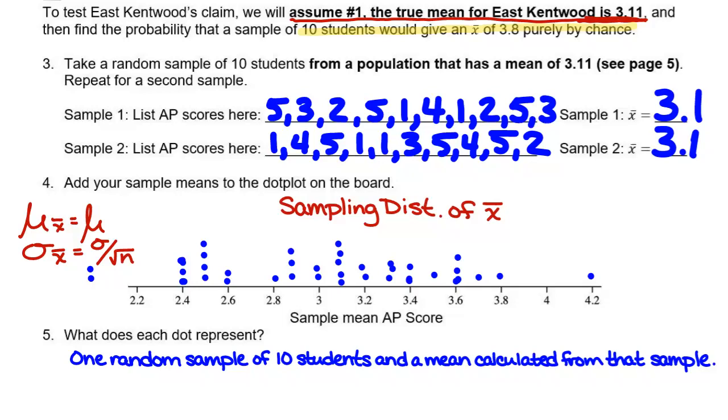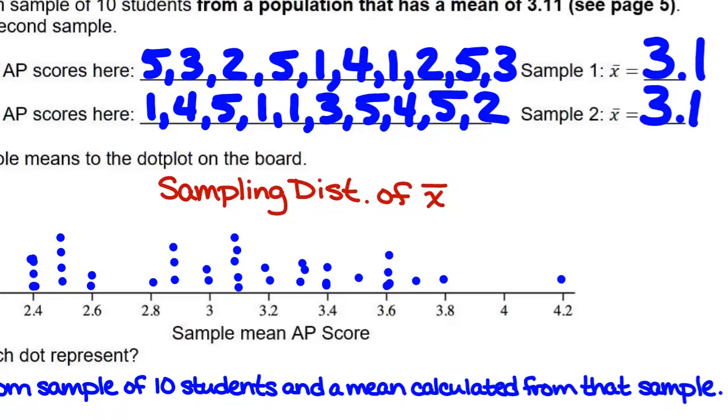Let's calculate. For a school with a mean AP score of 3.11, which is what this data was from, what is the probability that a sample of 10 students gives an X bar value of 3.8 or greater based on the dot plot?